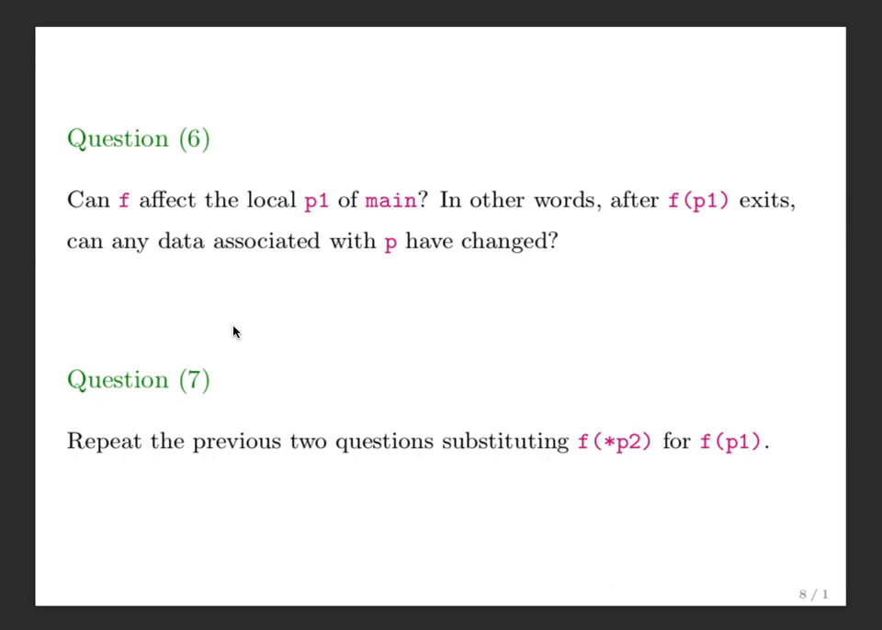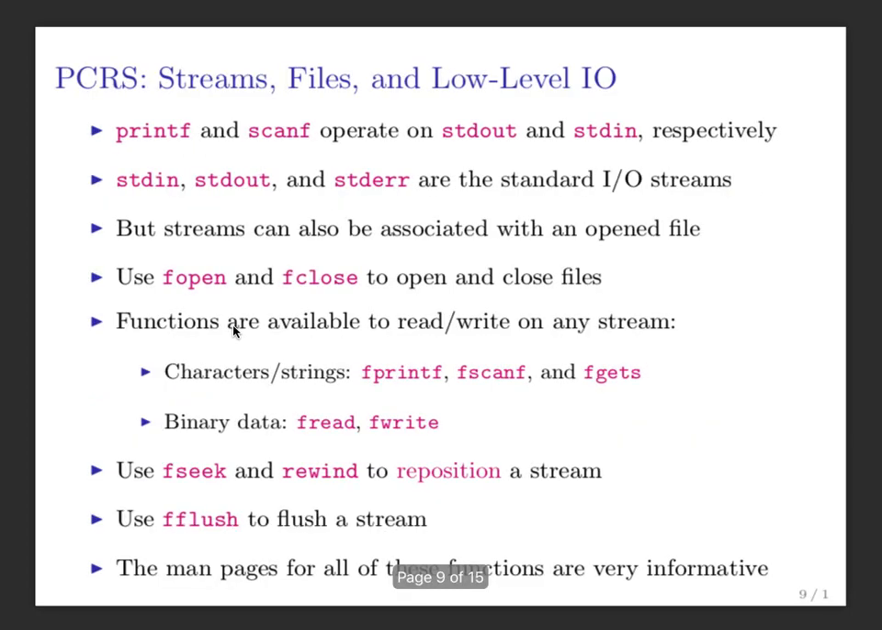Can F affect the local P1 of main? No. F can only affect the variables that were passed to it, which are getting copied. So if you have a function which is passed by value, it can't do anything in main. It needs pointers in order to work outside of its memory space. So in other words, after foo of P1 exits, can any data associated with P have changed? No. Repeat the previous two questions, substitute. I've already done that, so joke's on you.